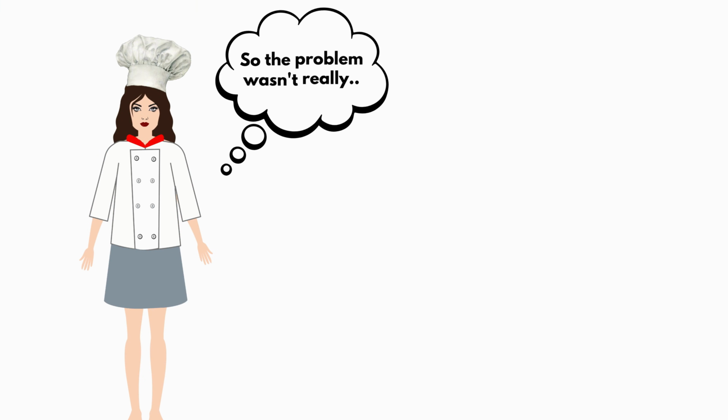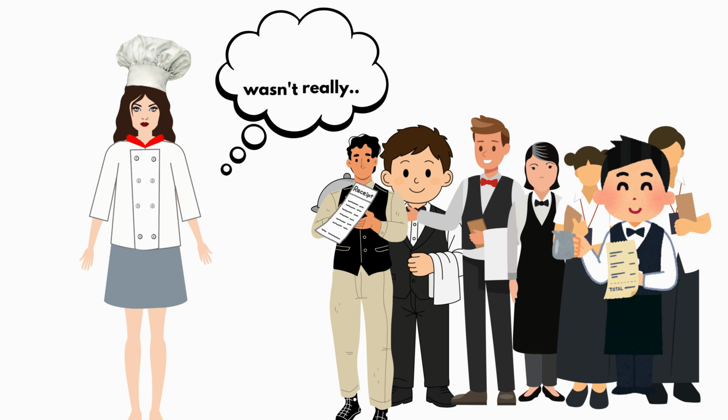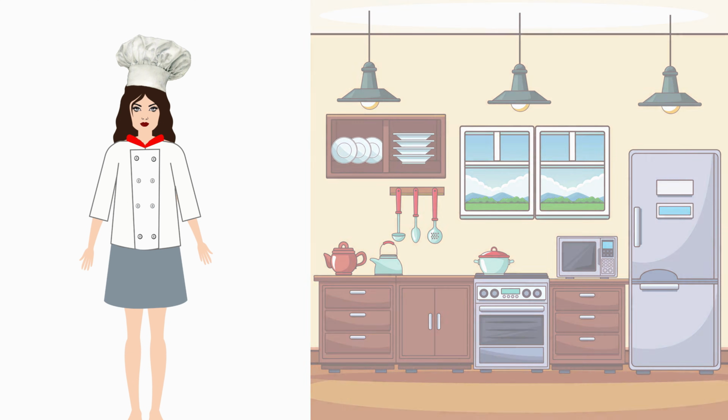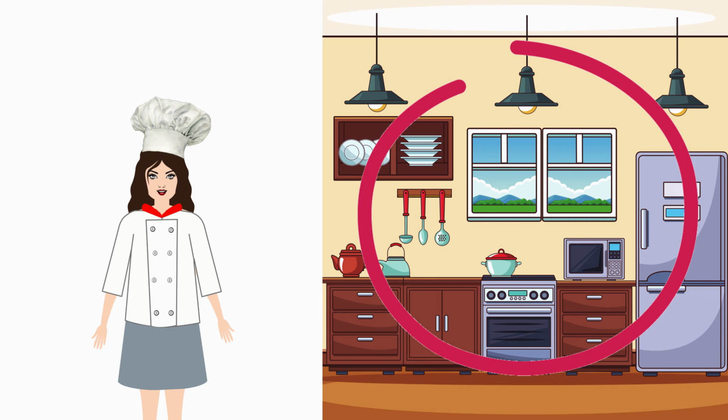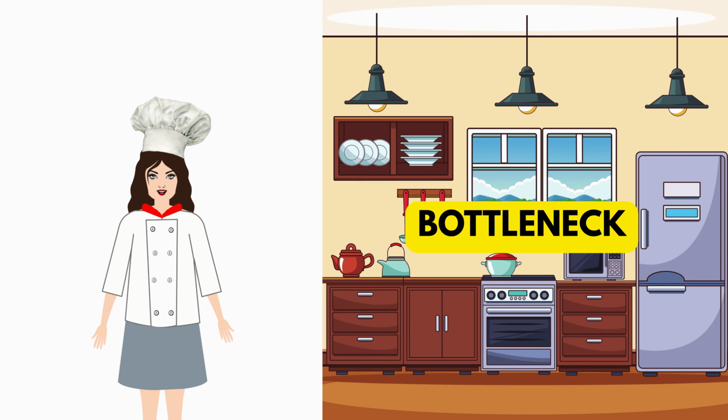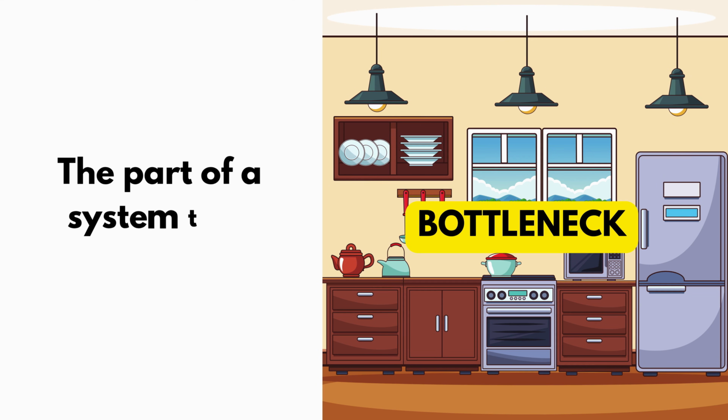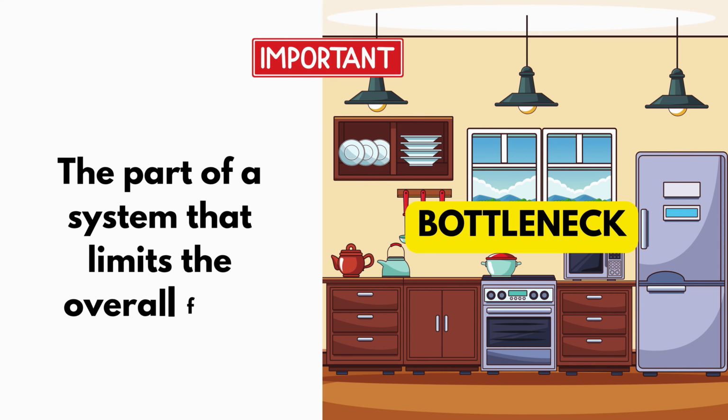So the problem wasn't really the number of waiters, the problem was somewhere else. This narrow point is the bottleneck. And in Chef Lovey's restaurant, the kitchen has become our bottleneck, the part of a system that limits the overall flow. And this is a very important system design idea.